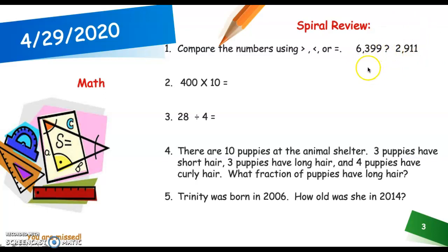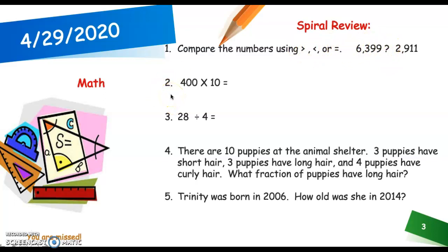Our number that we have is 6,399 compared to 2,911. Okay, so we have to look at this number right here, 6,399, and we have to decide, is that greater than, less than, or is it the same or equal to 2,911? Okay, and once again, the question mark just represents which one of these that you would put right here.